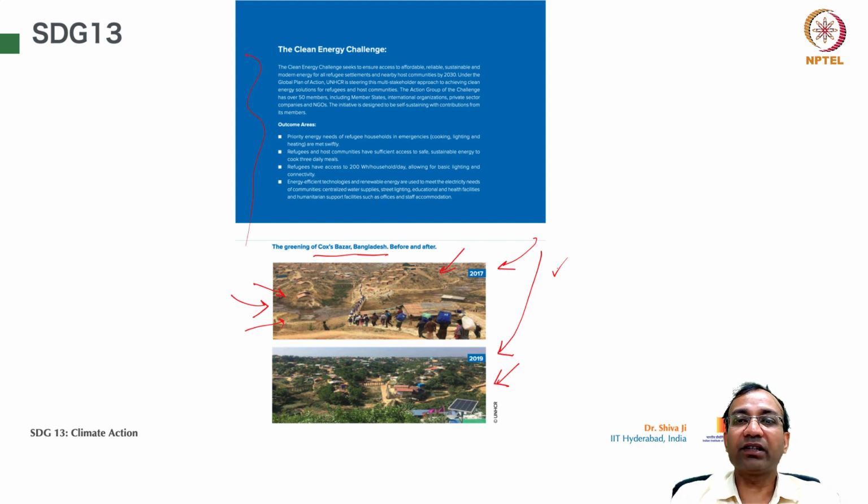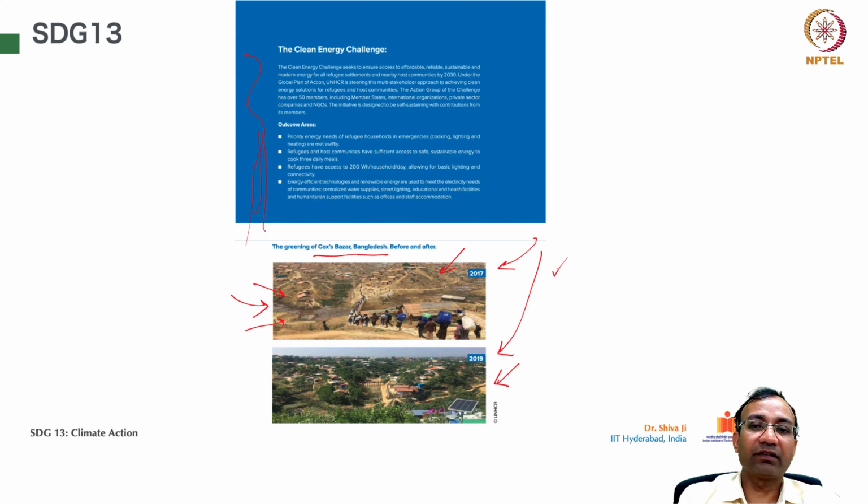So, some challenges on the clean energy front. The Clean Energy Challenge seeks to ensure access to affordable, reliable, sustainable and modern energy for all refugee settlements and nearby host communities by 2030. Under the Global Plan of Action, UNHCR is steering this multi-stakeholder approach to achieving clean energy solutions for refugees and host communities. The action group of the challenge has over 50 members, including member states, international organizations, private sector companies and NGOs. The initiative is designed to be self-sustaining with contributions from its members.